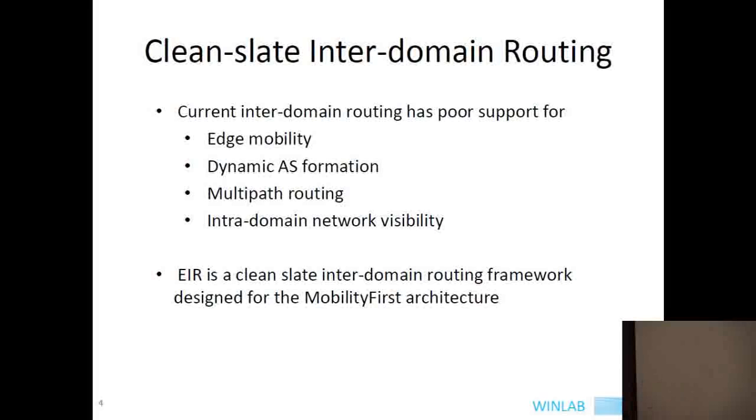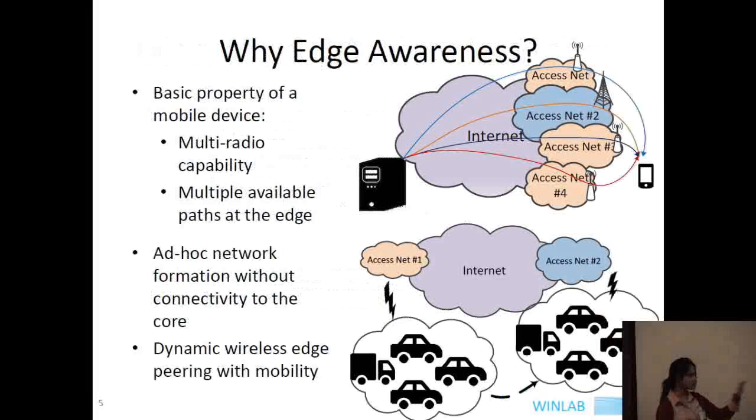So the key point, it's called edge-aware inter-domain routing. So why do we need edge awareness? These are two use case scenarios. There are many more, but I'd like to highlight just two of them. For one, like I explained, multipath.